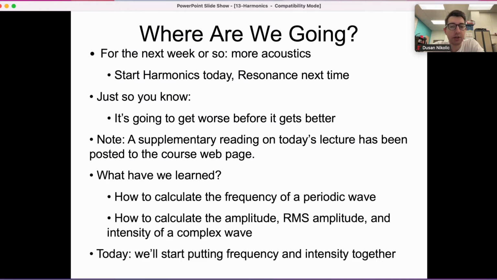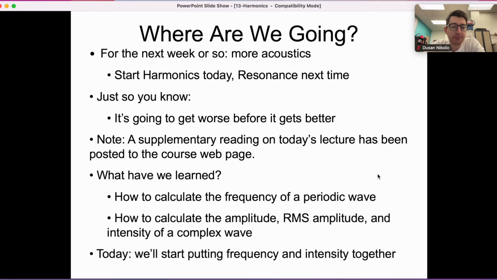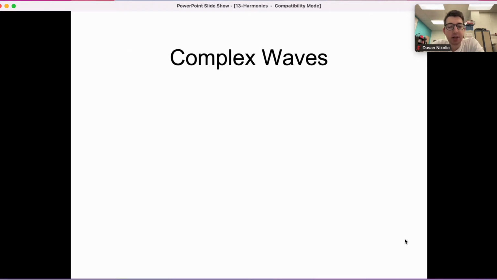What have we learned? So we have learned how to calculate the frequency of a periodic wave. We have learned how to calculate the amplitude or RMS amplitude and intensity of a complex wave. So we've learned those things, and we'll start putting frequency and intensity together finally, right? With respect to complex waves. So yeah, that's what we're going to do today.